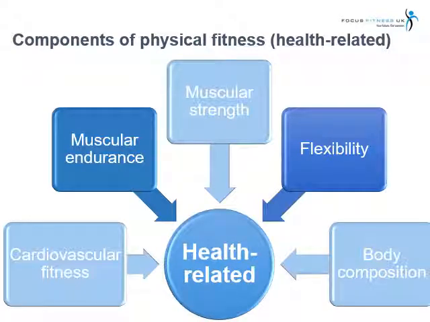If we look at the components of physical fitness now, you might remember not everyone is the same, not everyone's fit in the same way, and we break these down into two topics: health related and skill related. So health related fitness has five components: cardiovascular, muscular endurance, muscular strength, flexibility and body composition. So those are all elements of health related fitness. I'm going to go through those individually now.